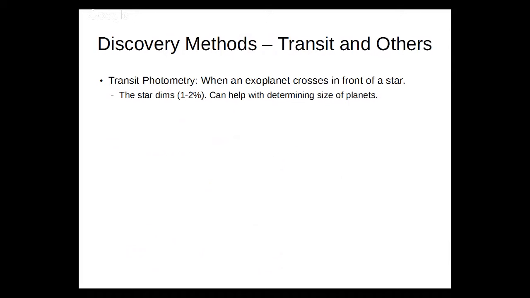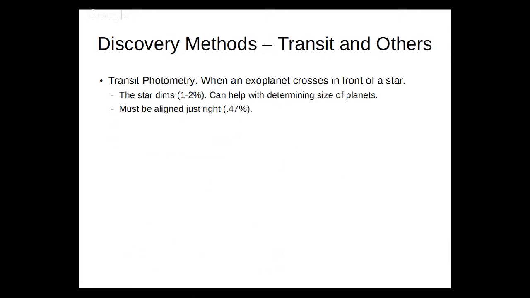The star only dims 1 to 2%, so not enough probably for your eyes to detect it. If you remember, we're looking at these stars from a great distance, and the planets are very small, and we're very small compared to our own sun. So we have to use scientific instruments to be able to use this method. There's no other way. It also helps with determining the size of the planets, because how much the star dims lets us know how big those planets are.